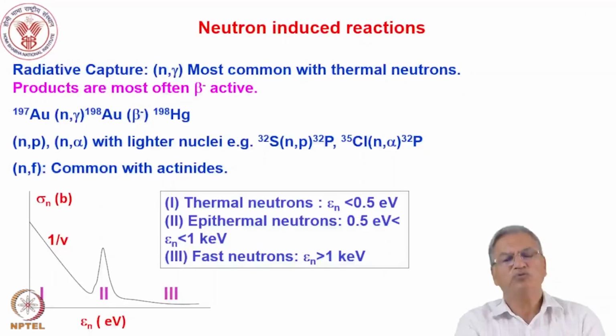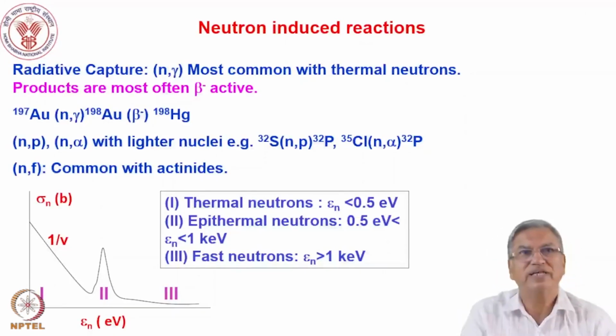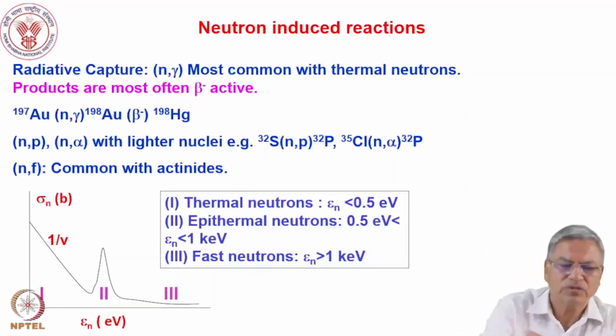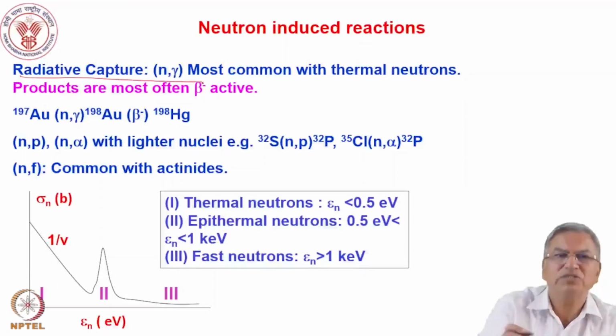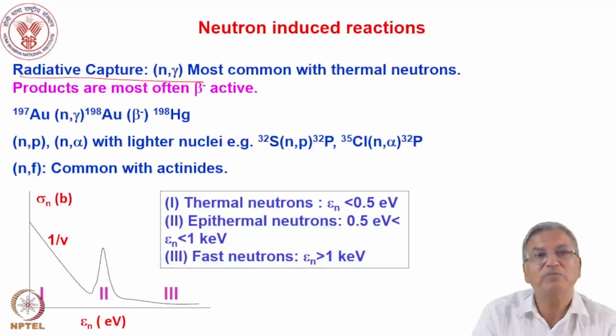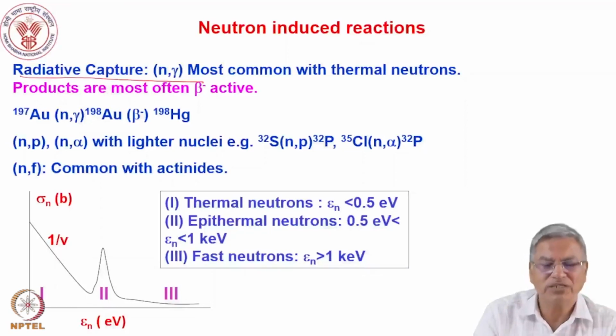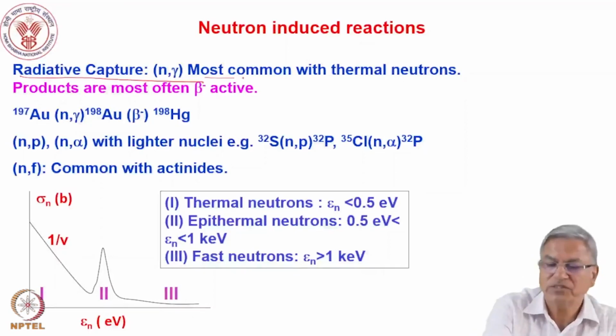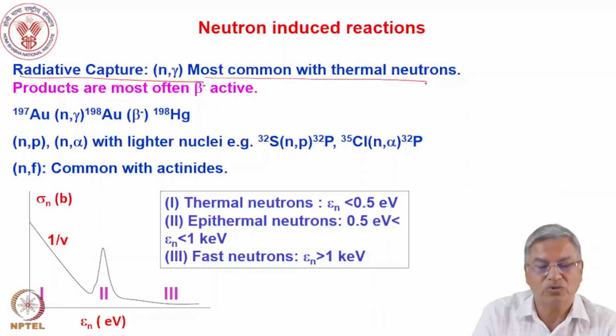So what are the different types of reactions that can occur with neutrons? The most important reaction that takes place is called neutron capture, or radiative capture. Radiative capture means that when the neutron is captured by a nucleus, the compound nucleus that is formed will emit gamma rays. So that is the radiation, gamma radiation. Neutron capture followed by emission of gamma ray is called radiative capture. And this kind of reaction is most common with thermal neutrons.